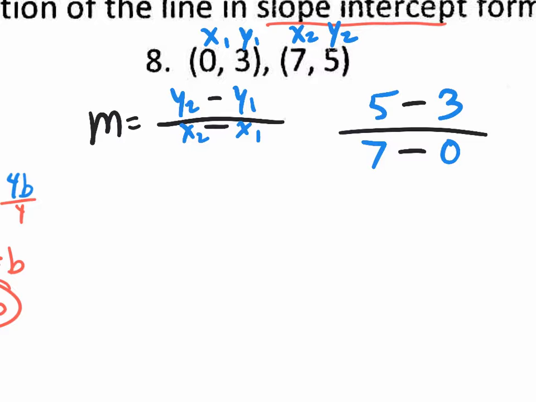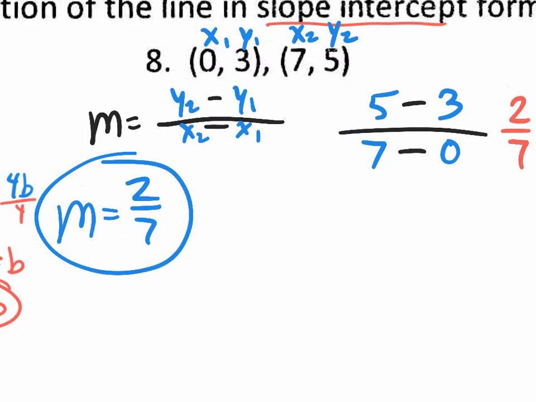When you do 5 take away 3, you end up with a positive 2. When you do 7 take away 0, you end up with a 7. So the slope, ladies and gentlemen, is 2/7. You can't reduce it, can't divide. That's your slope. We need a b value.